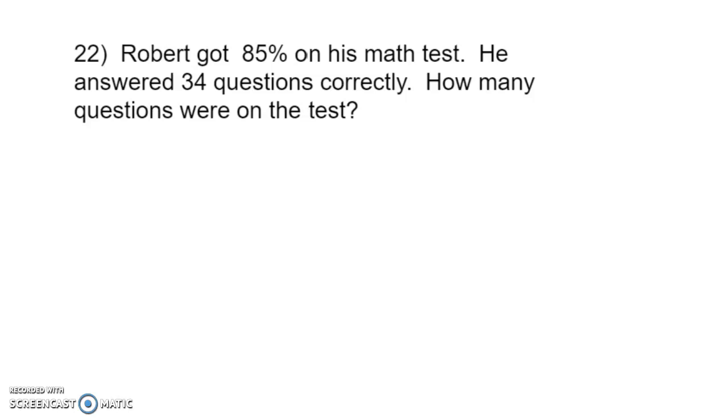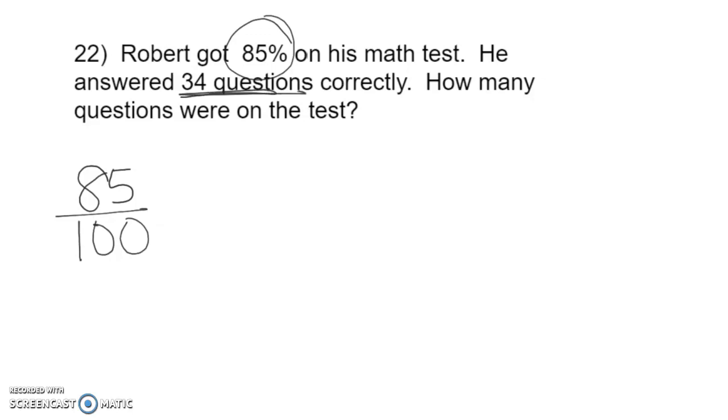Robert got 85% on his math test. He answered 34 questions correctly. The question is, how many questions were on the test? So we're going to start by writing this out. He got 85%. So he got 85 out of 100 questions correctly. The number correct was 34 questions.